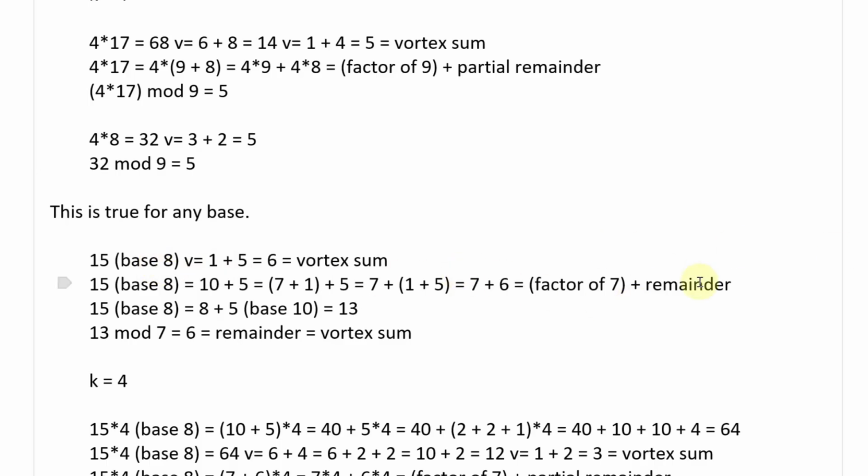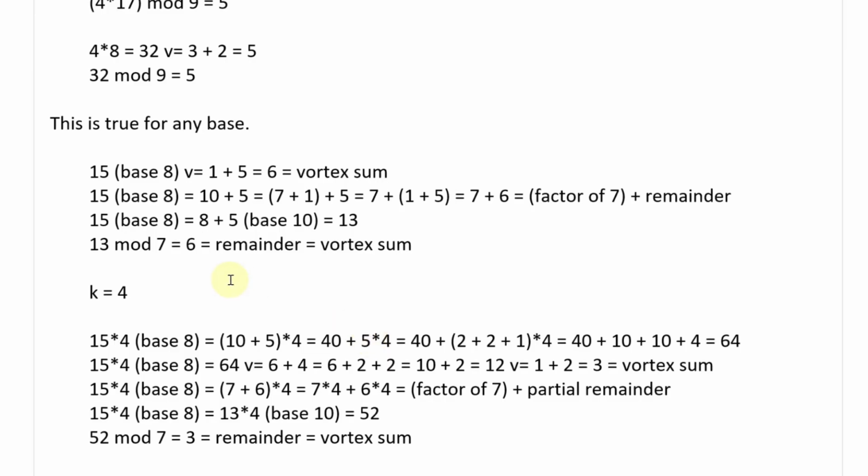Yeah, so that's what we have. 6 is the remainder. That's a vortex sum right here. But now, if you want to use the mod function, this is built in base 10. So we're going to have to convert this to base 10. 15 in base 8 is equal to, well, the relative value of 10 is 8. So 8 plus 5 in base 10 equals, add those up, 13. And then we're going to have 13 mod 7. This equals 6. So remainder equals vortex sum.